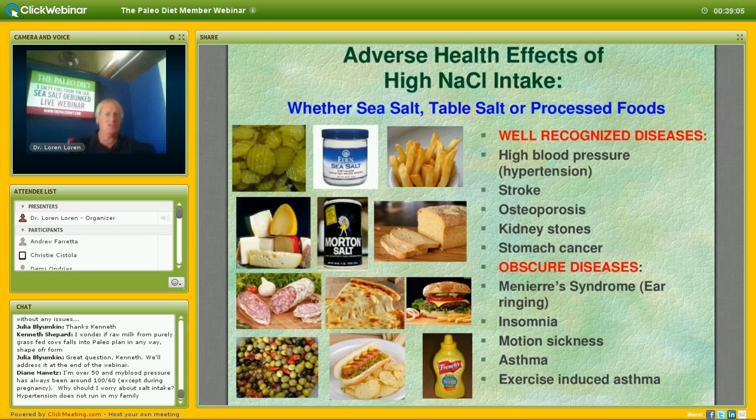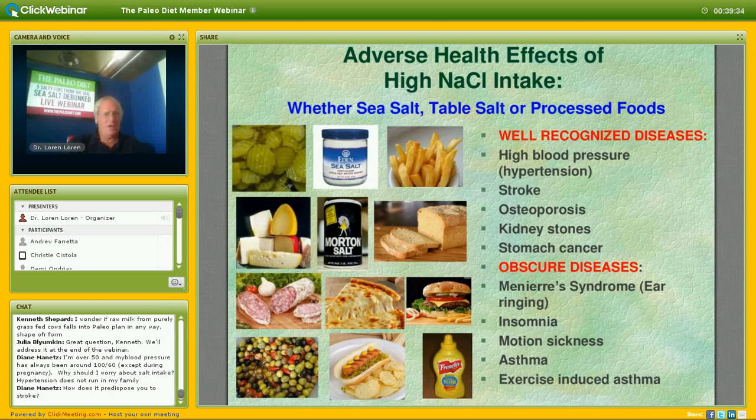Some of the more obscure diseases that are not as well documented in the medical literature are Meniere's syndrome, or ringing of the ears, and insomnia. I saw something on the news the other night that a third or more of the entire American adult population doesn't sleep well. A certain percentage takes sleeping pills and medication to try to get to sleep. I would suggest one of the best things you can do is to try to get the salt out of your diet and see how that helps you.